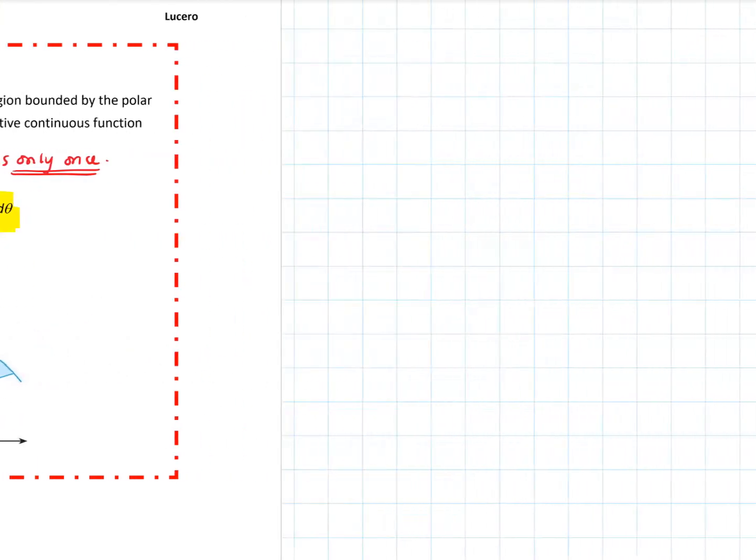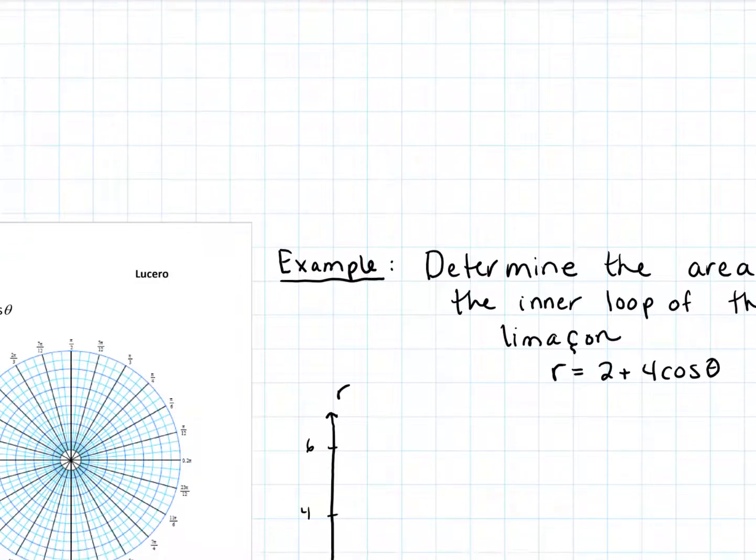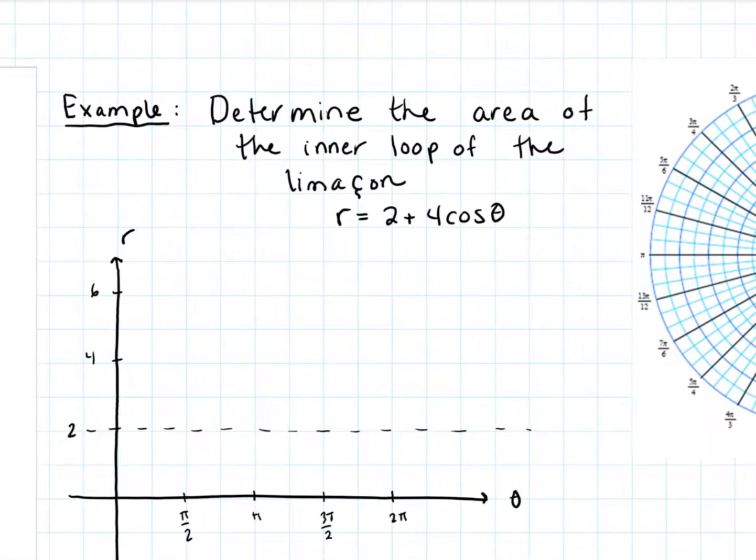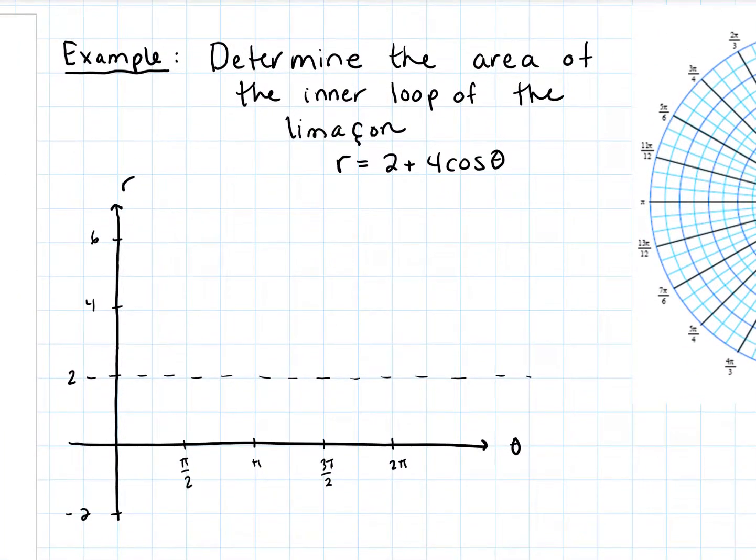So let's actually do an example. I brought an example here. Let's get it. Here we go. Okay, so let's start with this one. Let's determine the area of the inner loop of the limaçon r equals 2 plus 4 cosine of theta. And we don't have the bounds here. I didn't give you the theta values. I just said the inner loop. So sometimes we're just given instructions of which portion of the curve. We don't actually want the area of the entire curve. We want the area of just the inner loop of this particular shape. And it is a limaçon with an inner loop.